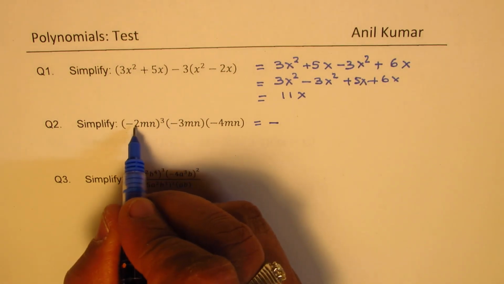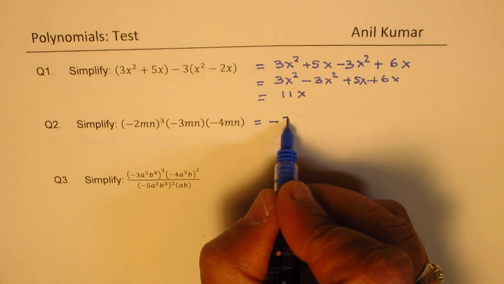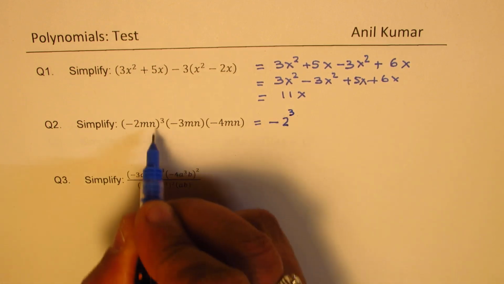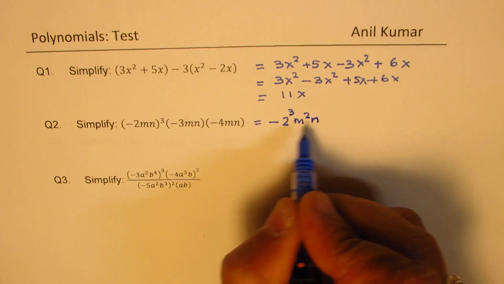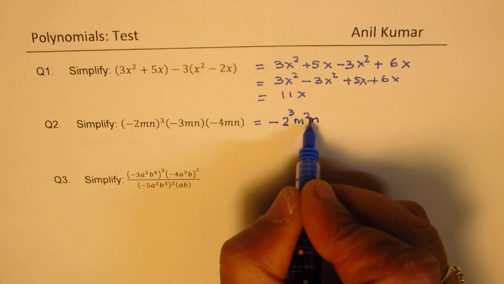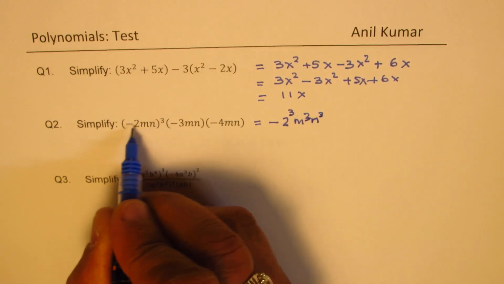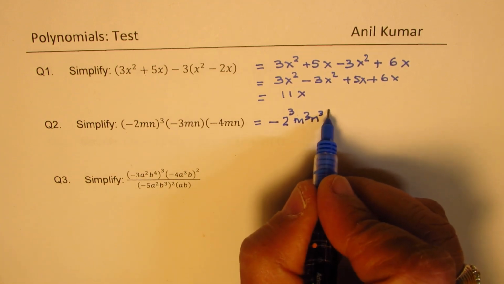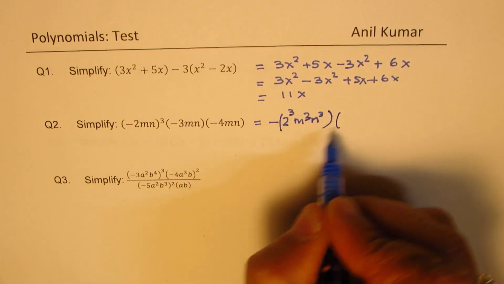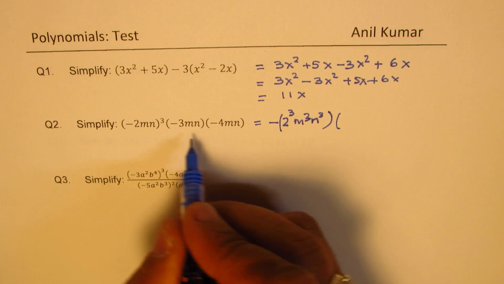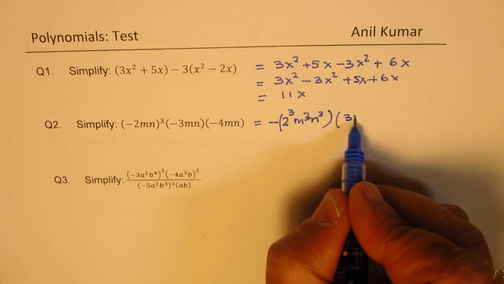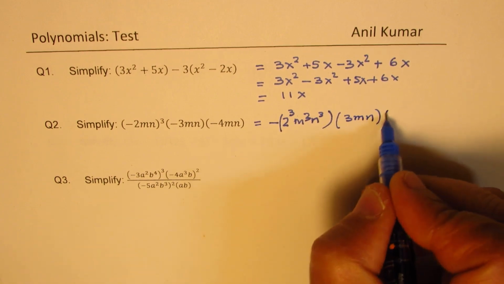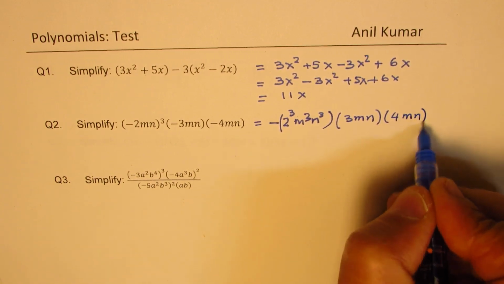Now, cube of 2. So let's write it like this. It is actually 2 cube, right? And then when you write this, you get m cube, n cube. So all are cubes, right? Now that should be multiplied by, I've taken negative for all, because there are an odd number of negatives, right? So this is 3mn and we have 4mn.